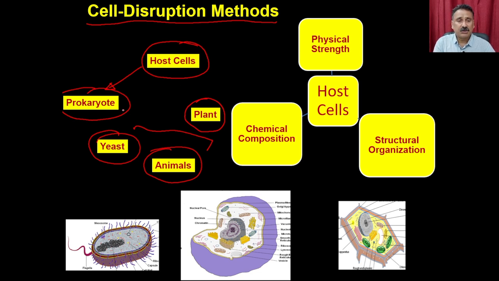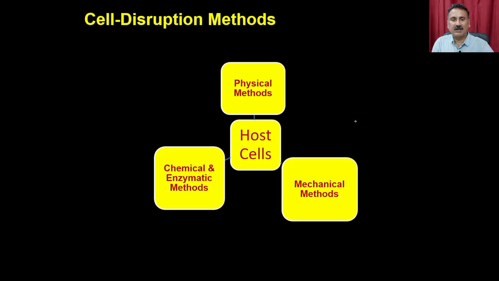Depending on the composition of these host cells, you can devise different types of disruption methods. You can have disruption methods that challenge the physical strength of these cells, or you can use methods that destroy the chemical composition of these cells, or you can also try methods that destroy the structure of the cells so that the cells break open. So depending on this, you can have three different types of methods. You can have the physical method, where you vary the physical parameters, and that eventually leads to the lysis of the cells.